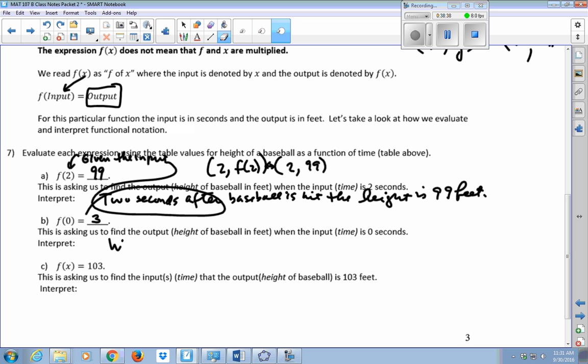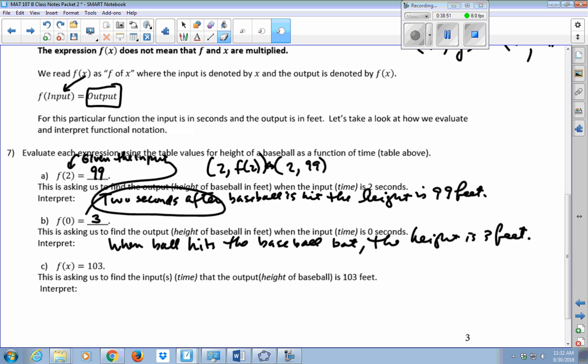Okay, when the ball hits the baseball bat, the height is 3 feet. I agree, but guess what? I've just agreed to something that I literally said a moment ago isn't there. You do not see the number 0 there. But how is 0 seconds implied in that sentence? Eric? Which is what phrase here? When the ball hits the baseball bat.